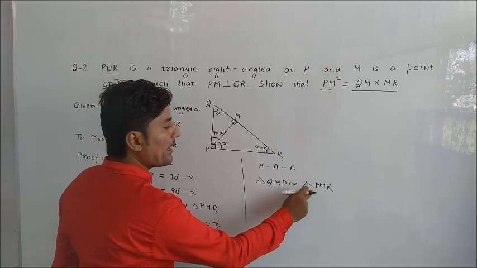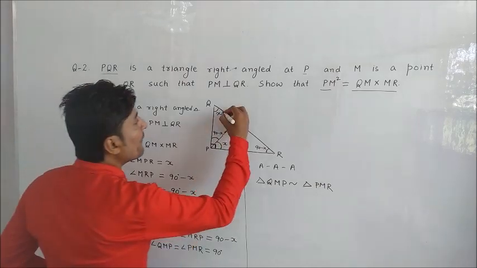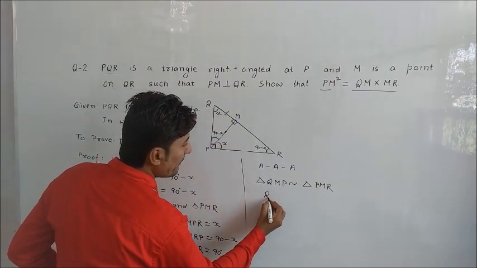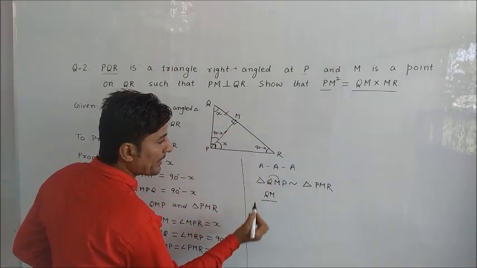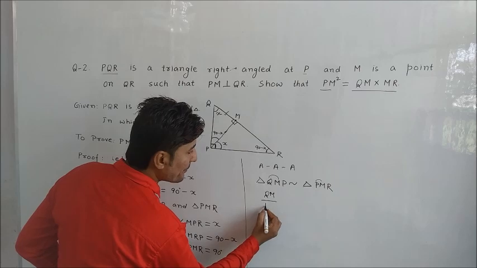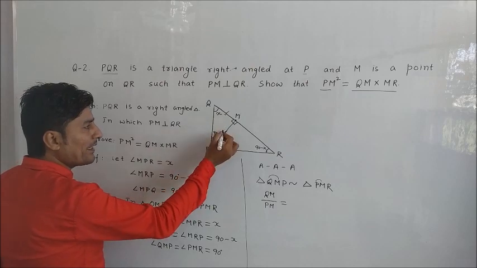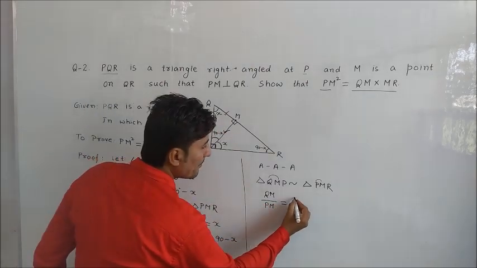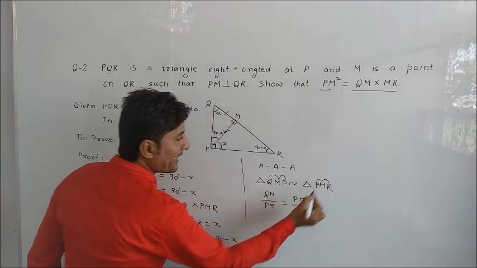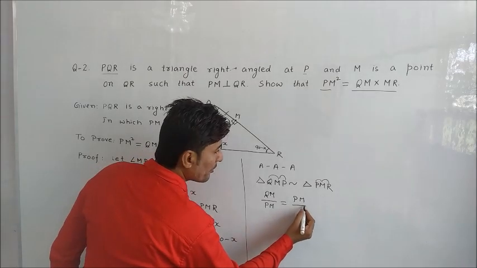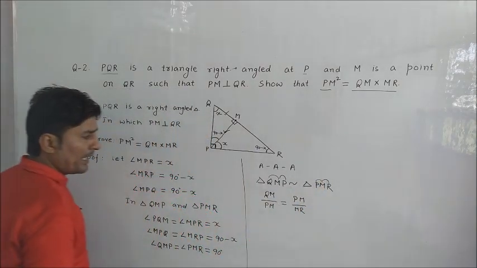Since both the triangles are similar, the ratio of their corresponding sides will be equal. If in the first triangle we take the side QM, then the corresponding side in the next triangle will be PM. Equals, now in the first triangle I have taken PM, then in the next triangle we take RM or MR, both we can take. Both are correct.